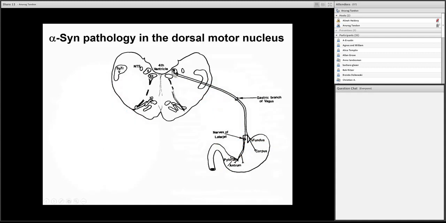So this is a section of the brainstem with the dorsal motor nucleus on each side, labeled in the X on this side. This projects the gastric branch of the vagus, and that controls the muscles around the stomach lining and the intestinal tract.